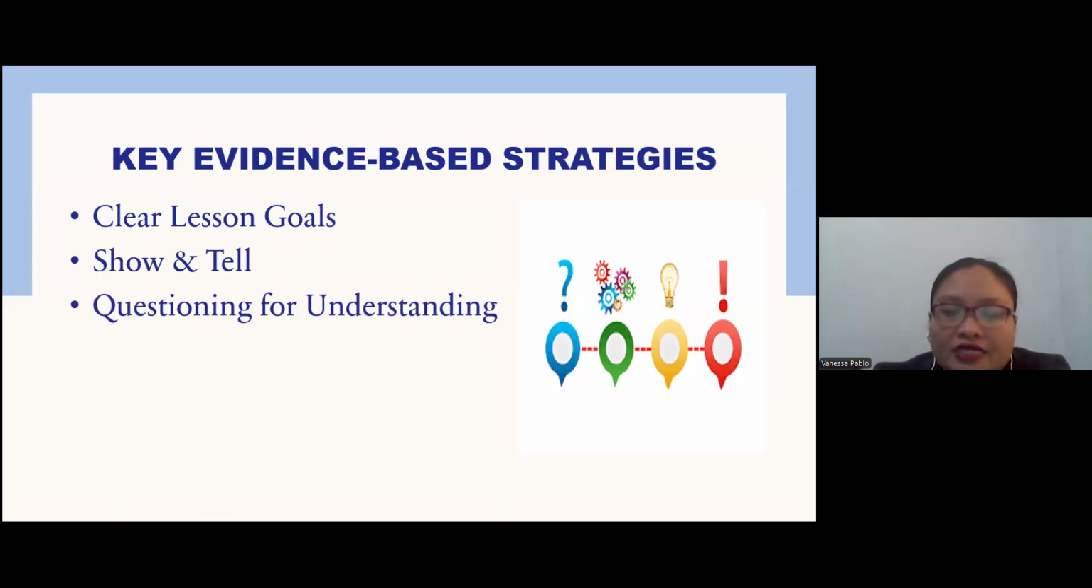Questioning for understanding, meaning regular checking of your students. Okay. You have your monitoring tools. So this can also be used for formulating your research questions.